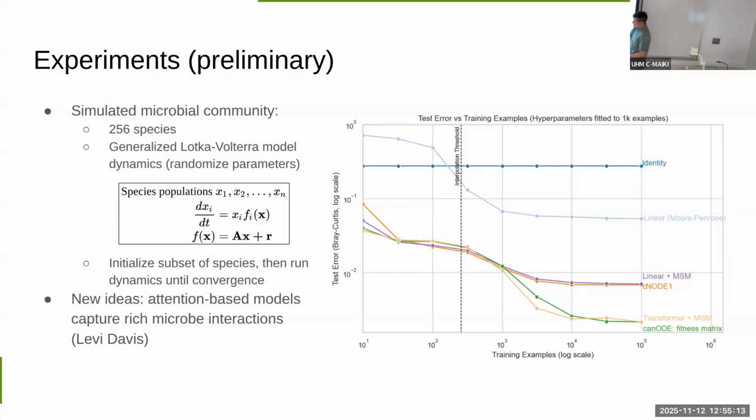And we had lots of ideas about the types of interactions between microbes that we could model with this, and we could control how those interactions work by controlling the model.